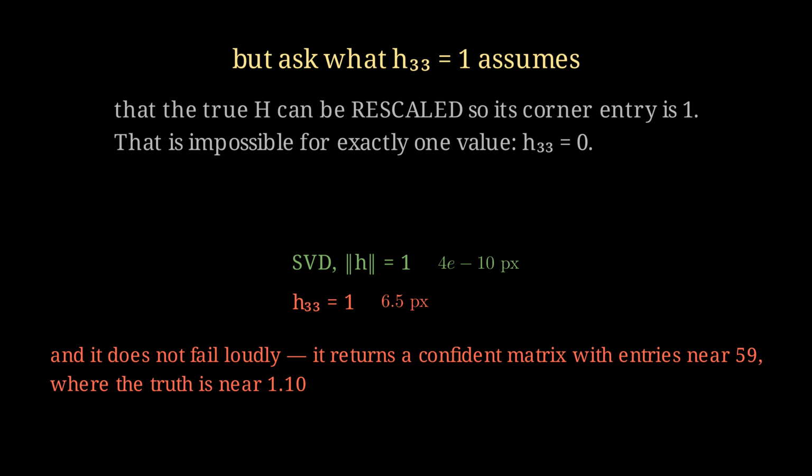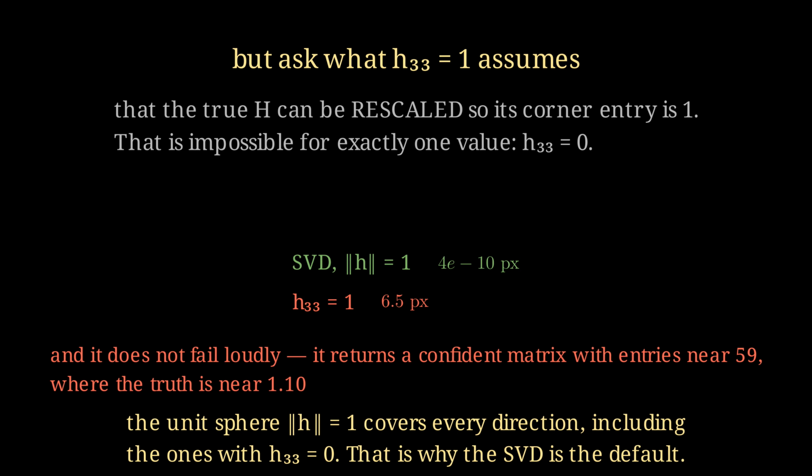The unit sphere doesn't have that blind spot. Every direction has a representative on it, including the ones with a 0 in the corner. That's the real reason the SVD is the default. Not that it's fancier, but that it never assumes something about the answer before it's found it.